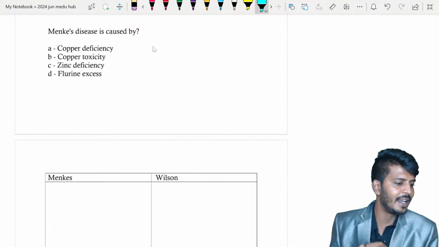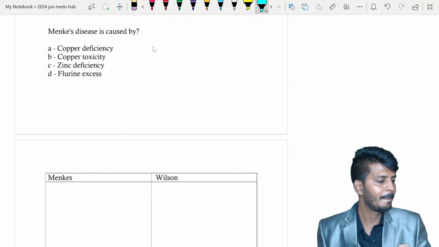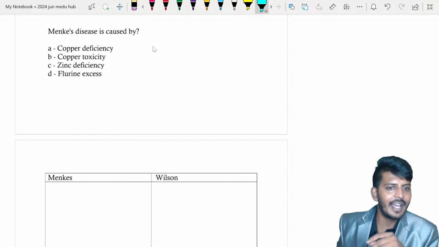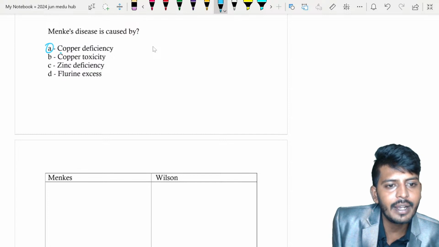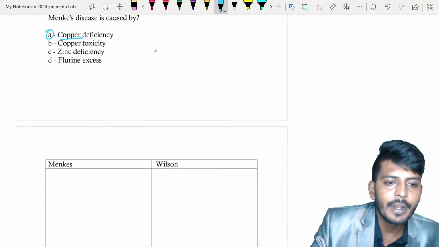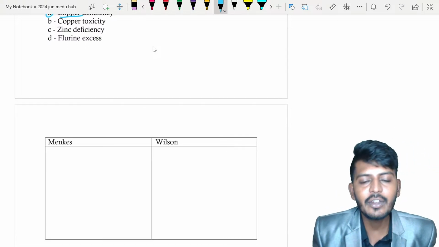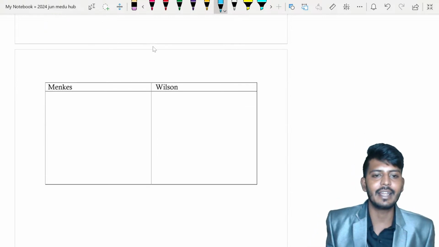Menkes disease is caused by the deficiency of. Yes, waiting for your answers. So all of you are correct. The answer is very good. Menkes disease caused by, yes, the answer is copper deficiency. So कॉपर के बेसिस में 2 डिसीजेस आते हैं. एक मेंकेस होता है, एक विल्सन डिसीज होता है. Let's talk about the Menkes and Wilson disease.